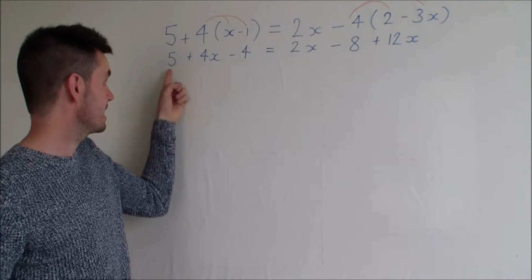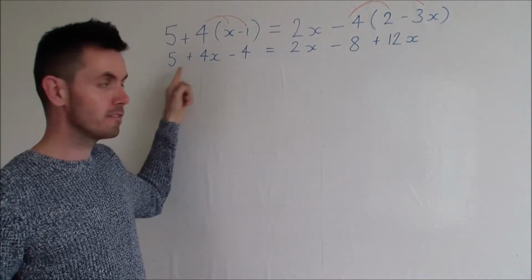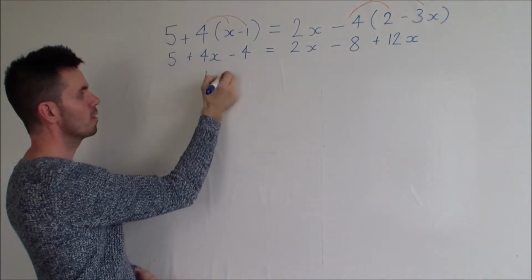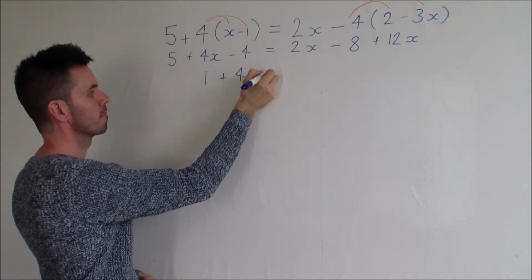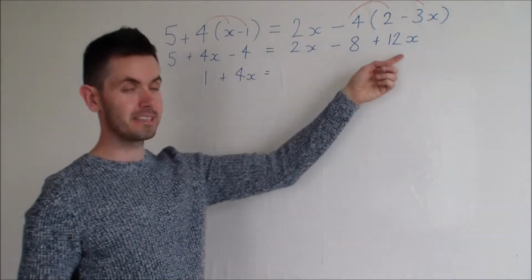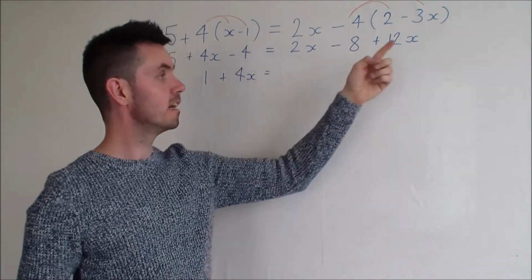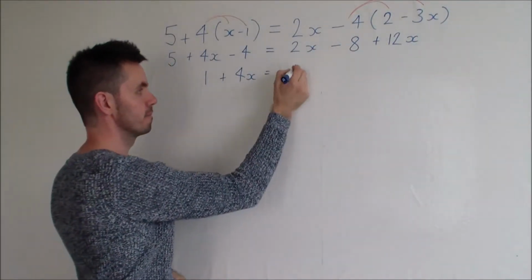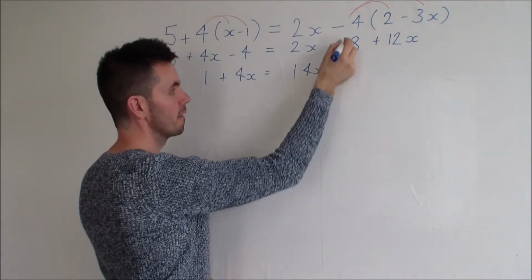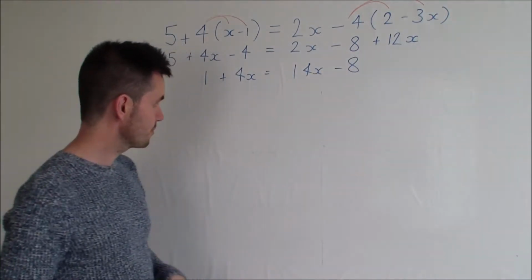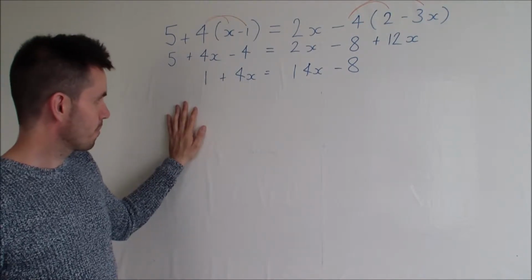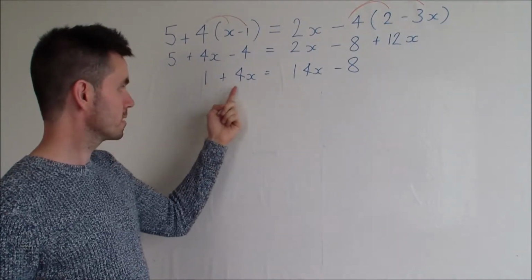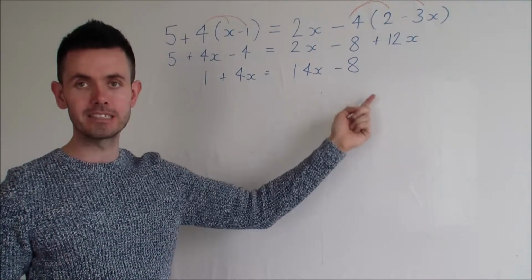And on the left hand side here, we've got 2 numbers. Okay, you've got a 5 and a 4. 5 minus 4 is 1. So 1 plus 4x. And on the right hand side, you can gather together these 2 x's. We've got 2x and 12x, so 2x plus 12x is 14x. And then the minus 8 stays as it is. Okay, so already this looks a lot less complicated than it did to begin with. We've now got 1 plus 4x equals 14x minus 8.